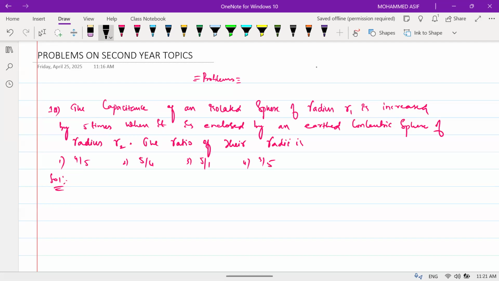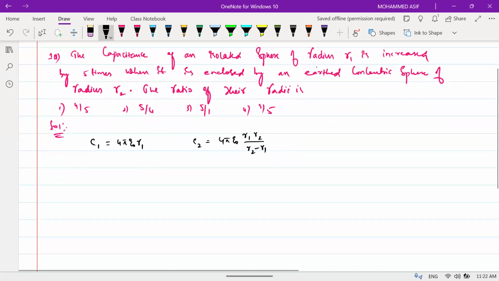Everything is given. The capacitance of an isolated sphere of radius R1 is increased by 5 times when it is enclosed by an earthed concentric sphere of radius R2. If it is only one, then C1 is equal to 4 pi epsilon naught R1. When it is earthed, then C2 will be equal to 4 pi epsilon naught R1 R2 divided by R2 minus R1. What is the problem telling? It is enclosed by a concentric sphere and it is increased by how many times?